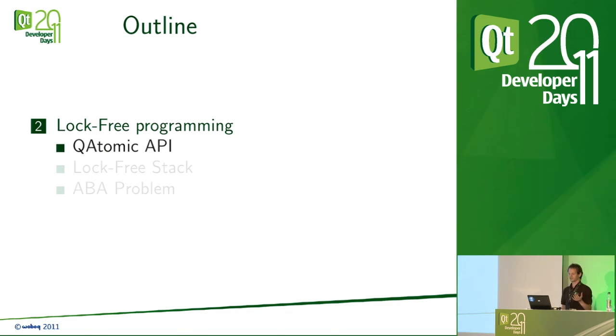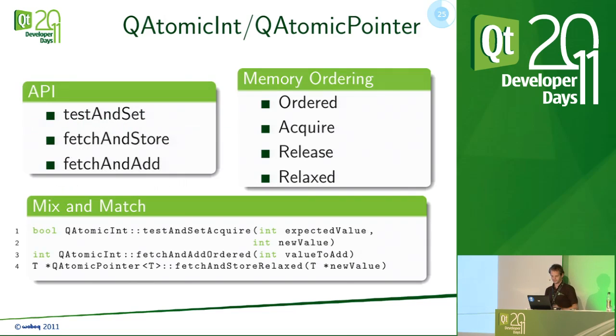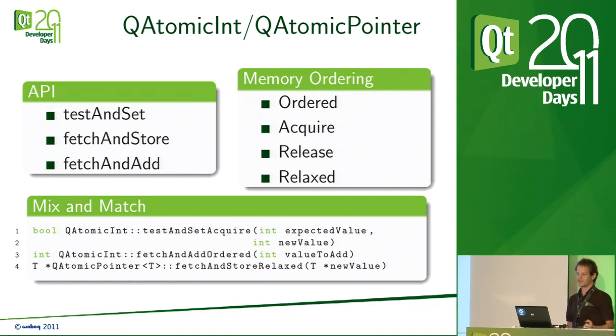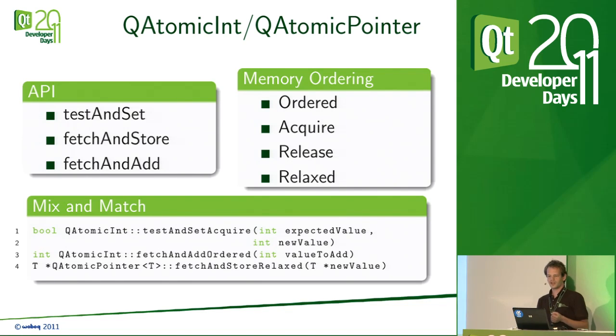First, I will explain to you the QAtomic API. Then we will go through an example, the lock-free stack. And then we will analyze a small problem, the ABA problem. So we have two classes in Qt, QAtomicInt and QAtomicPointer. Each of those classes holds a primitive. QAtomicInt holds an integer, and you've guessed it, QAtomicPointer holds a pointer.